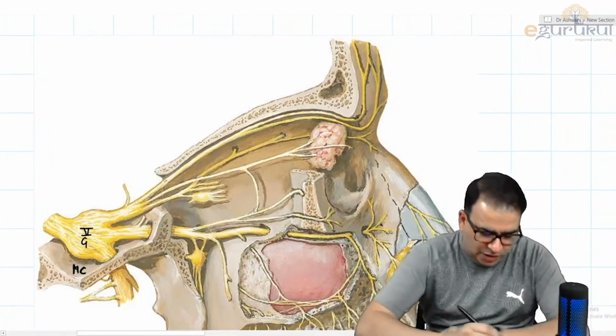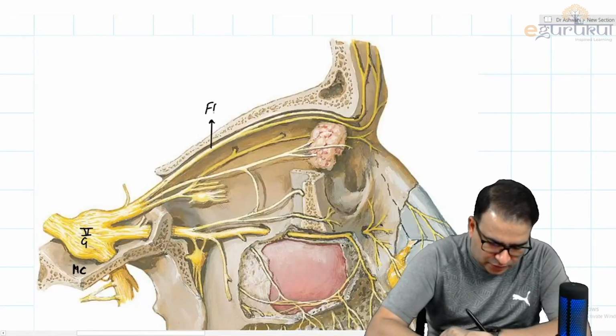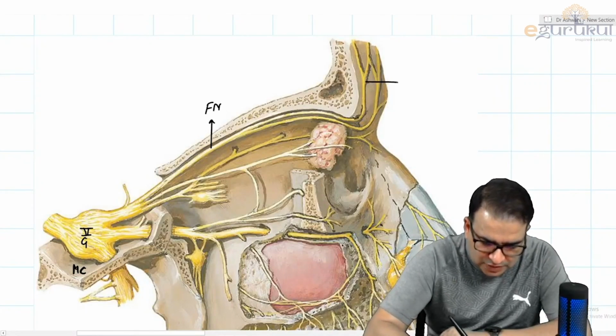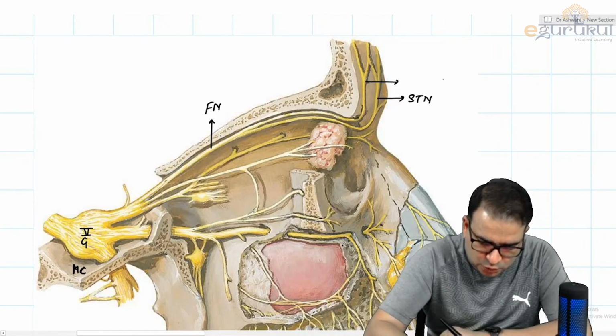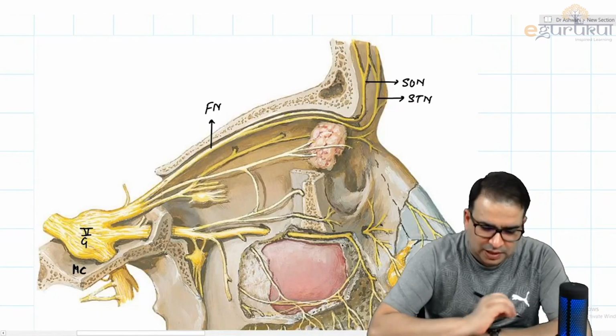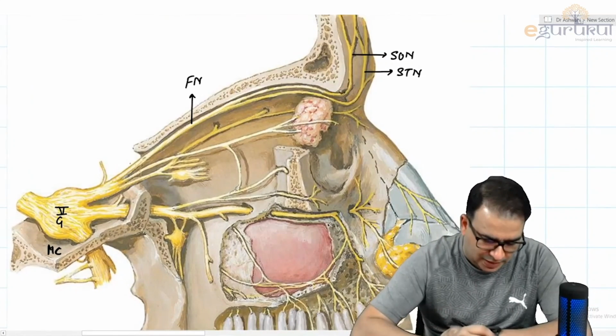What nerve is this? That is the frontal nerve. Look at this. That is a frontal nerve. And clearly this is a frontal nerve. It is dividing into two branches. We have this nerve and this one here. That's a supratrochlear nerve. And that's a supraorbital nerve. The medial one is supratrochlear and the lateral one is supraorbital. Clear? Next nerve.